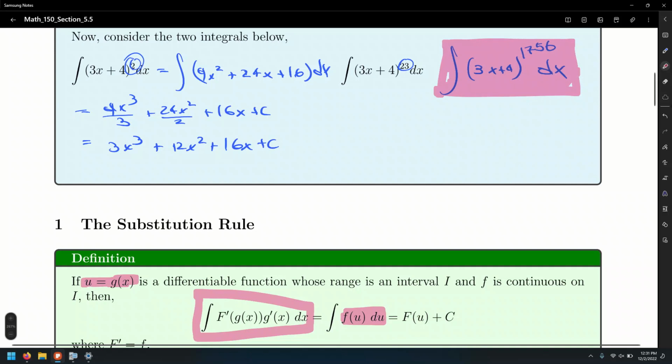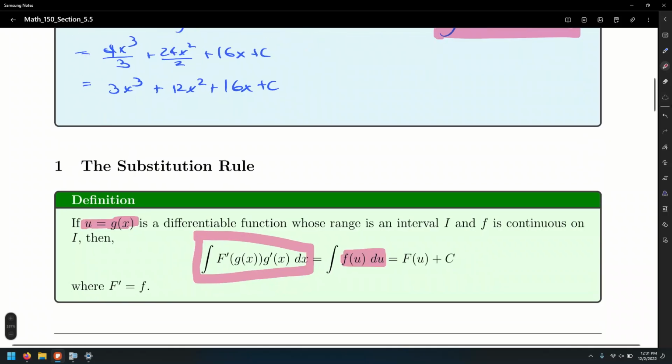And well, how about we go about the examples? I mean, this is the formal definition.